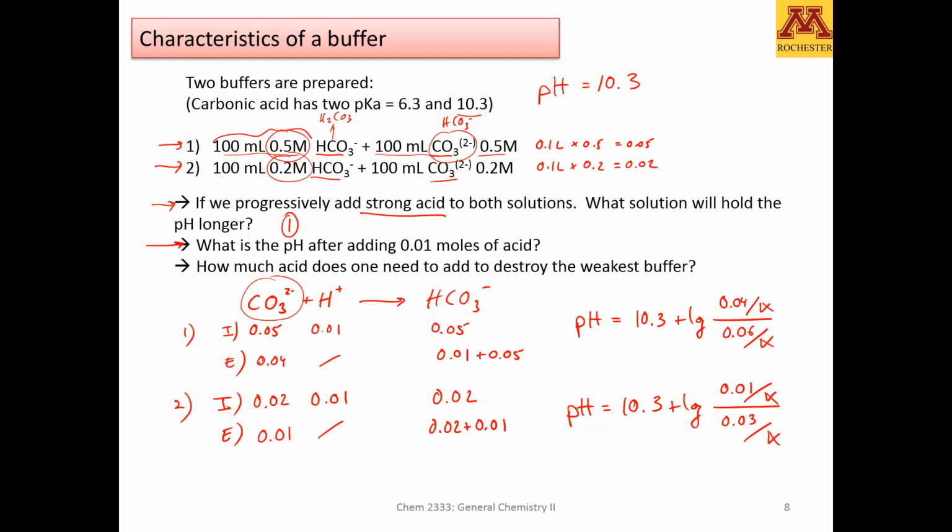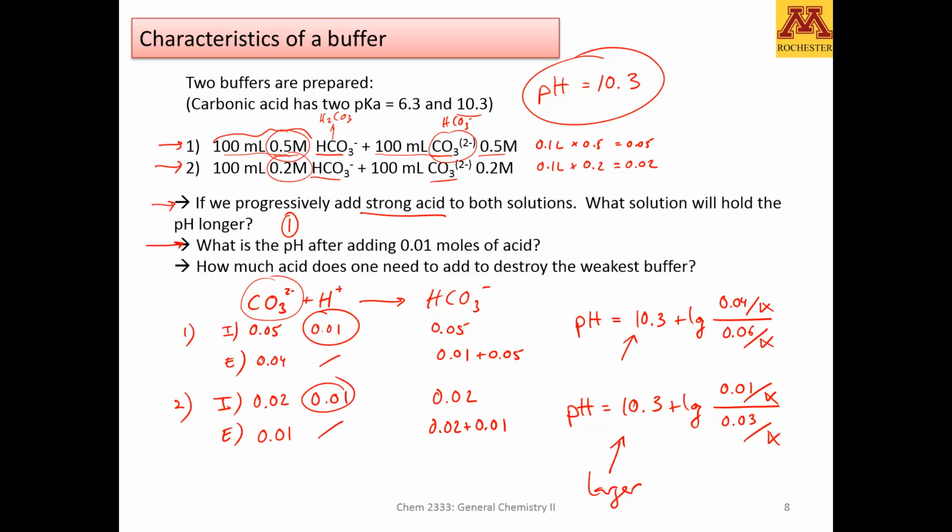Now, if one puts this into the calculator, you will see that the change in pH in this case will be larger than in the first case. In other words, even though the initial pH was the same, solution 1 can hold the pH for much longer, so solution 1 is a stronger buffer. Also, for the same amount of acid being added, the pH change is smaller. In other words, solution 1, as we said, is the stronger buffer.